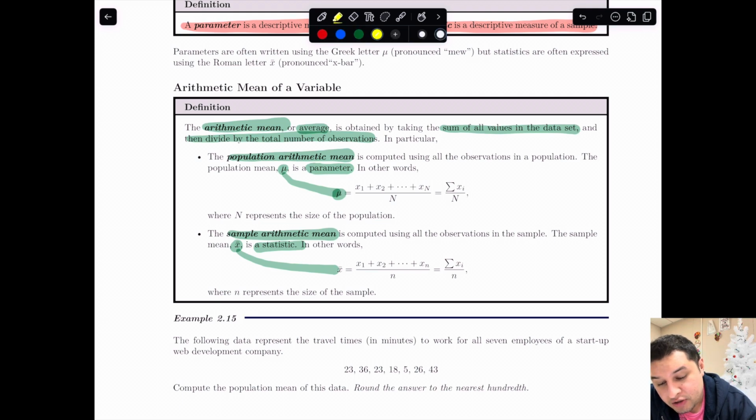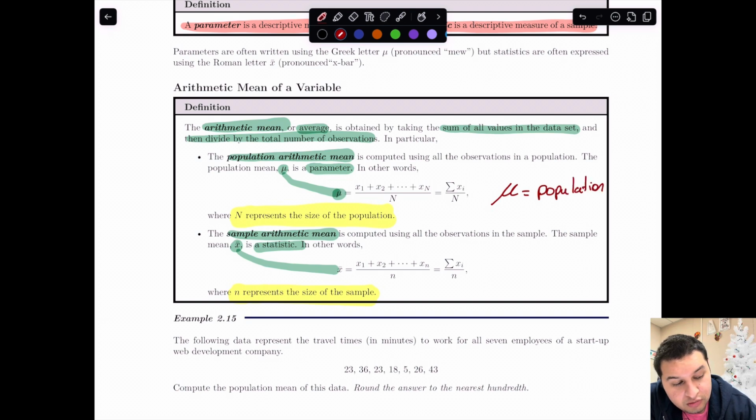Another key note is the capital N represents the size of the population, whereas the lowercase n represents the size of the sample. So make sure that when you take the average, you're dividing by the correct number. Once again, mu, which we write kind of like a U with a long curly tail at the left front, is the population mean, and x bar is our sample mean.